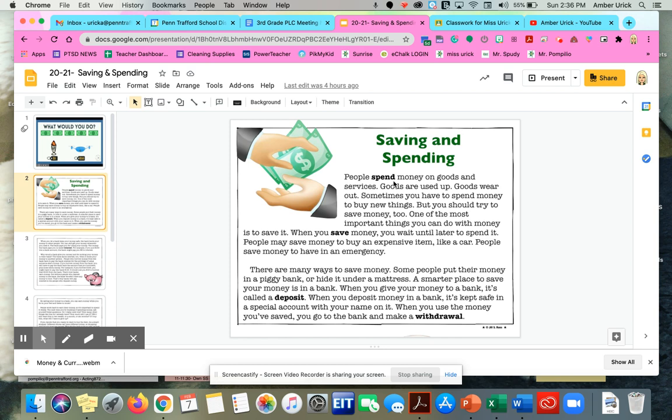Goods are those tangible items where we can hold them in our hands, right? We can hold them and touch them. We have them around our house. We have them in our backpacks and things, right? Some goods are used up and some goods we get to keep.